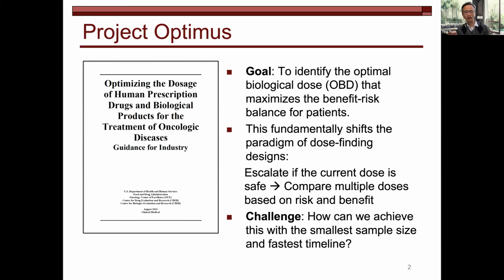So therefore, from design perspective, we're going to change our decision to compare multiple doses based on risk and the benefit, and then eventually identify the best one. As a consequence, this multiple dose comparison will require a larger sample size and also different decision rule for patient assignment. So then the question becomes, how can we achieve this with a smaller sample size and fast timeline? And this is especially important for industry.